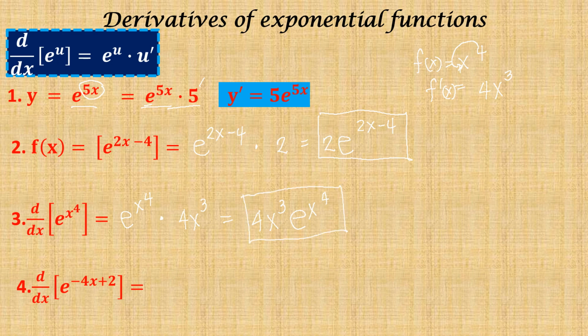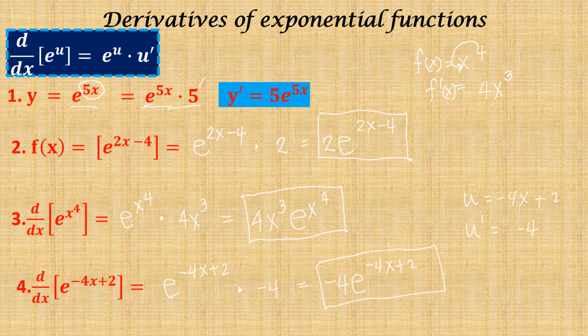Okay, let us have number 4. Again, we rewrite e to the negative 4x plus 2. And remember that our u there is negative 4x plus 2. And what is its u prime? Of course, this will be negative 4. So this will be multiplied to negative 4. And our final derivative, we have to write first the coefficient. So we have the negative 4 and then e to the negative 4x plus 2.